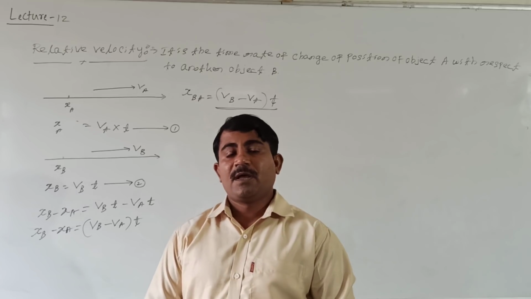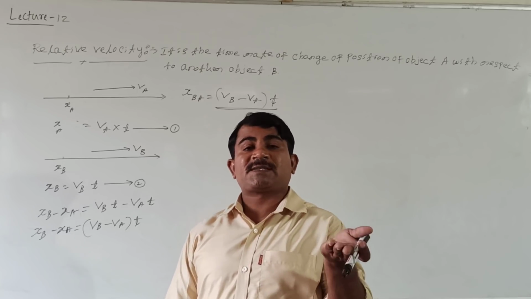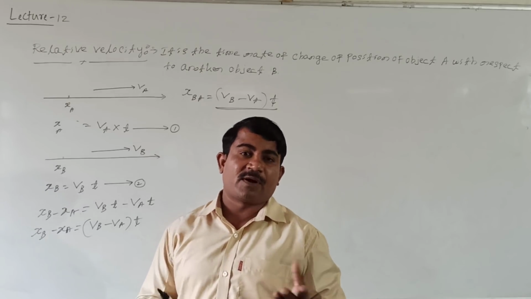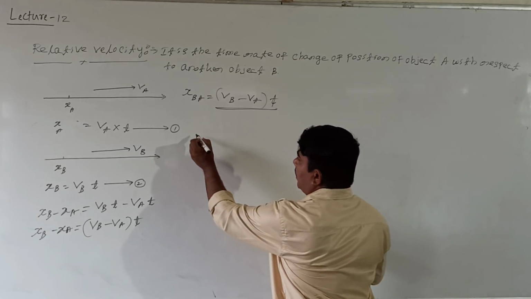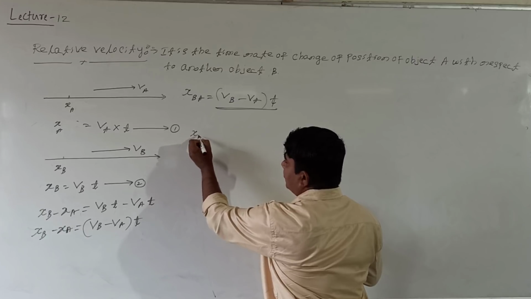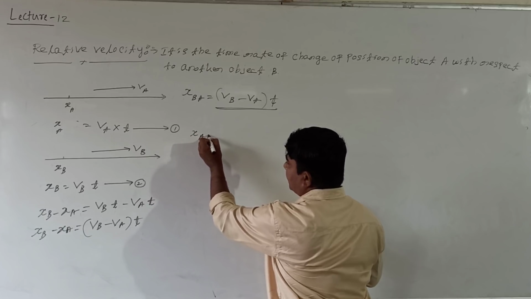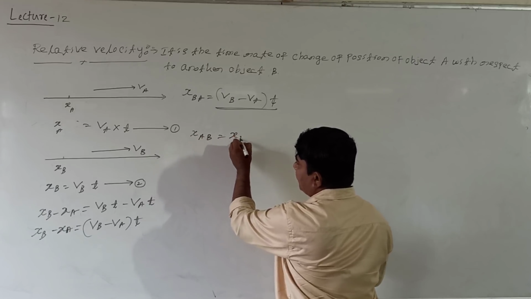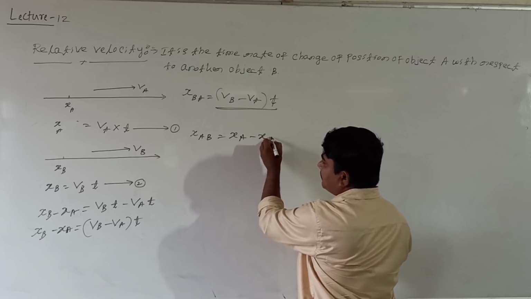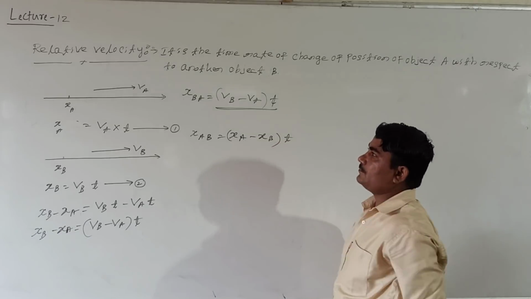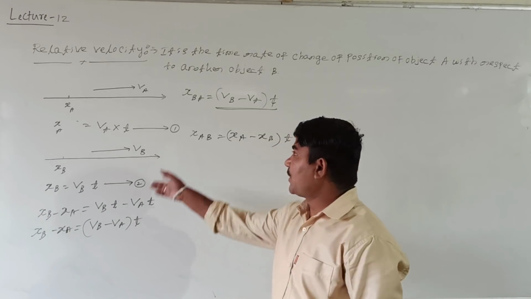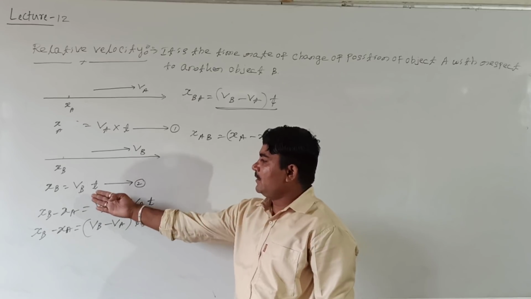Are you following? But when object B sees object A, then what happens here? Shall I take here? When object A sees object B, I mean the relative displacement of object A with respect to object B, shall I write this like this? Reverse of this.